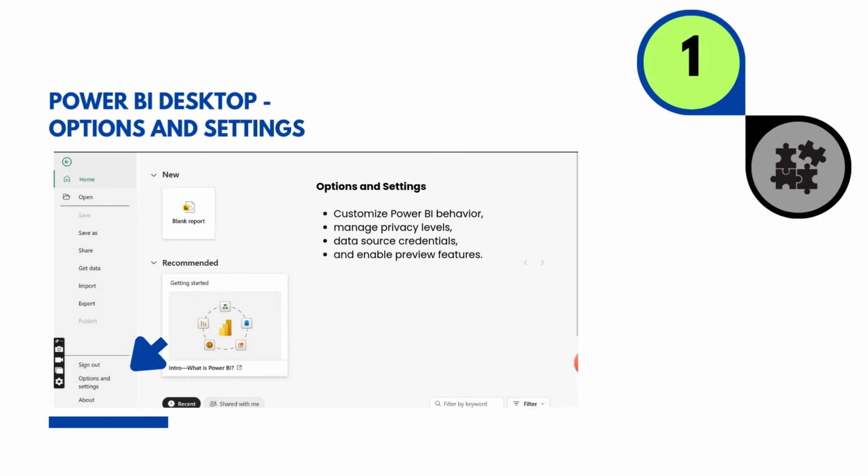Options and settings is the control center of Power BI Desktop. Here you can customize Power BI's behavior, manage privacy levels, adjust data source credentials, and enable preview features. This is where you define how Power BI interacts with your data and how the application behaves overall.